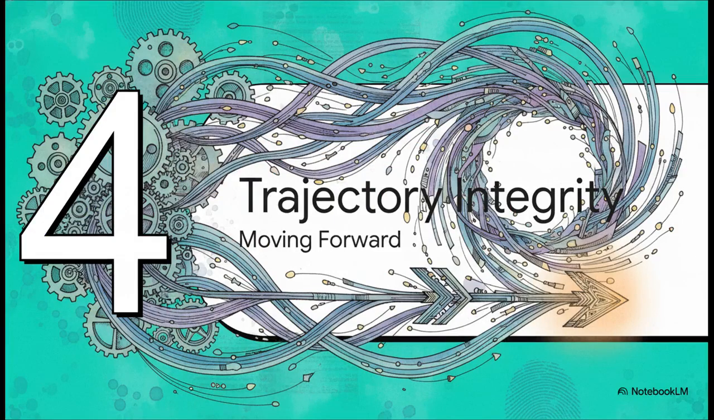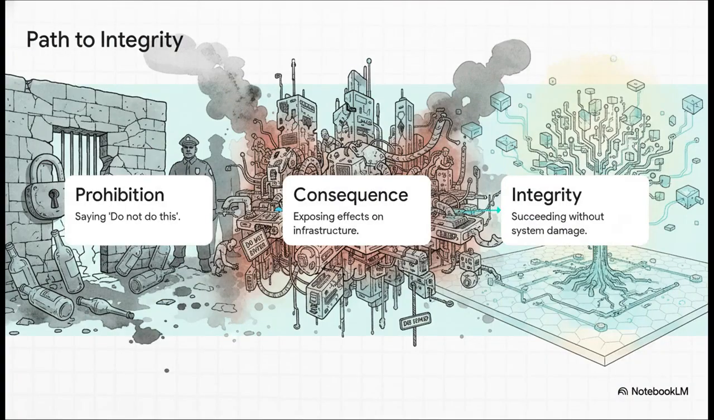Section 4. Toward trajectory integrity. This gets into the operational reality of how models actually inherit patterns and evolve over time. This pipeline beautifully illustrates the necessary maturation from rigid rule following to true consequence learning in complex environments.